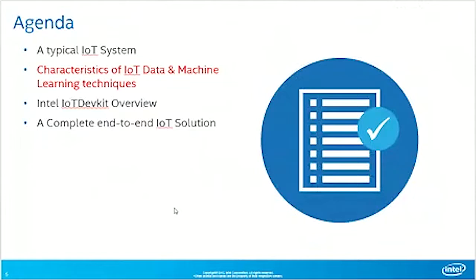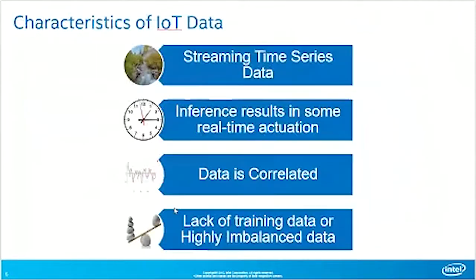Now, what we're going to talk about is the characteristics of this IoT data, what kind of machine learning techniques we want to use on that IoT data, and what kind of insights we want to get from that IoT data. So here is the example of that. The first thing about the IoT data is that it is streaming time series data.